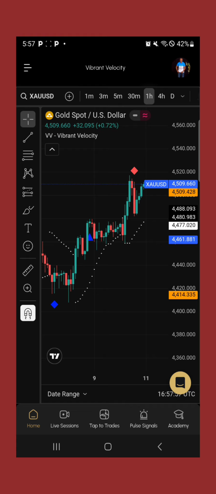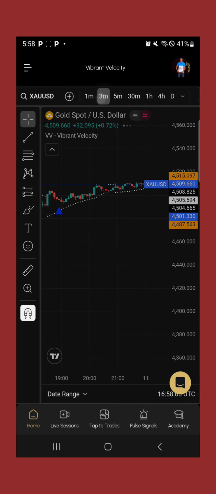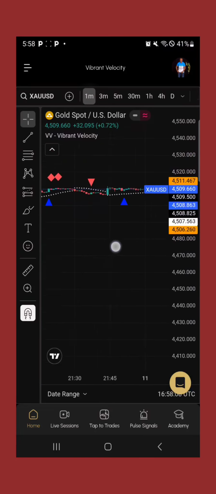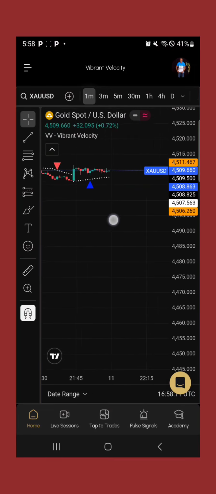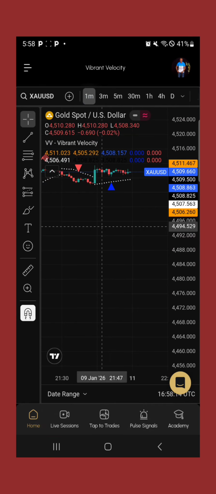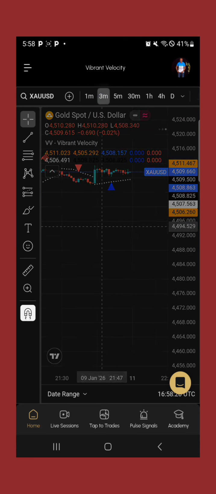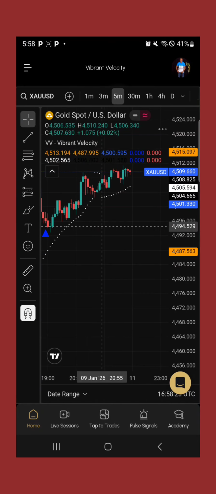But if you know that the capital you have is below $500, it's advisable to stick with 5 minutes, 3 minutes, and 1 minute time frames. We're not in a technical class, so I'm not here to explain what a time frame simply means. You just switch to the time frame that you want to use. If it is 1 minute, you check the scanner on 1 minute. If it is 3 minutes, 3 minutes. If it is 5 minutes, 5 minutes.